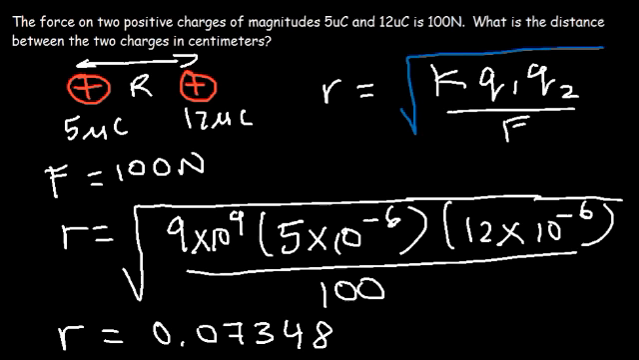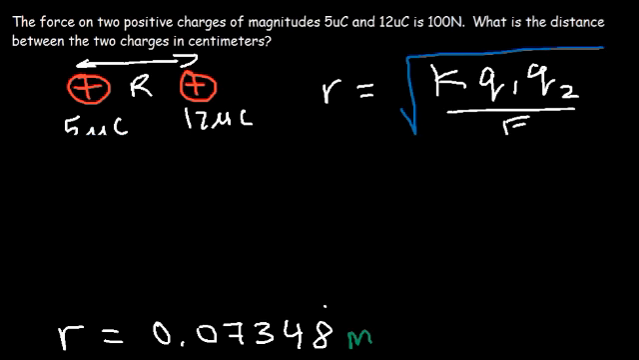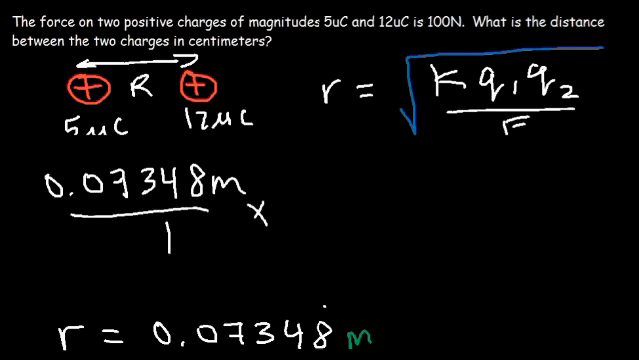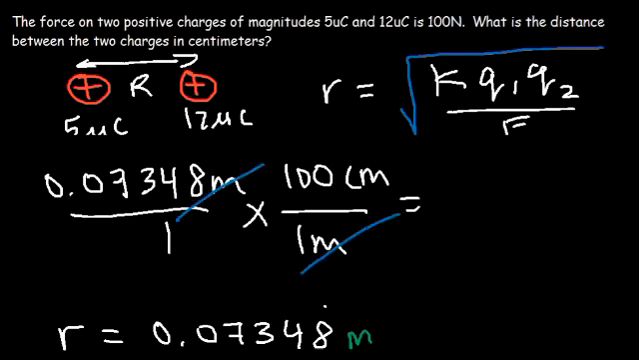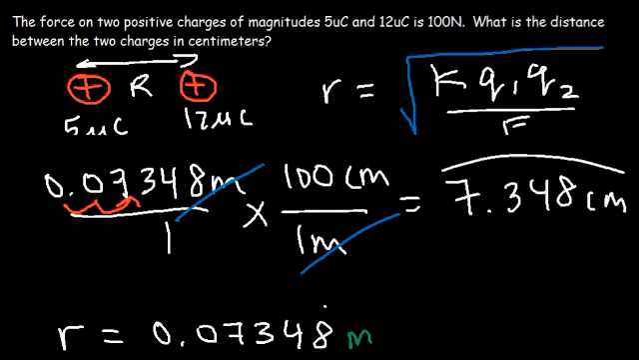The standard unit for distance is meters, but we need to convert it to centimeters. Now, don't forget that 1 meter is equal to 100 centimeters. So to convert meters to centimeters, multiply by 100, or you can move the decimal 2 units to the right. So 0.07348 meters is the same as 7.348 centimeters. So this is the distance between the two charges.